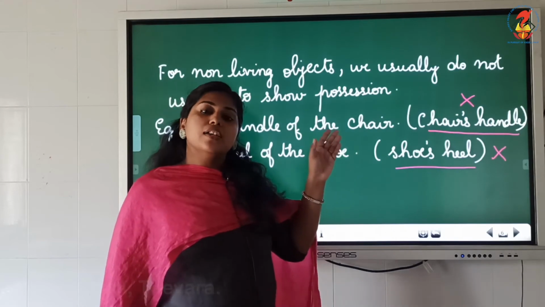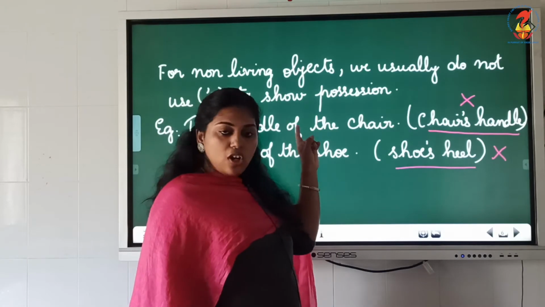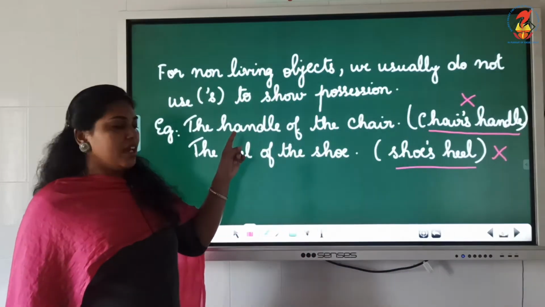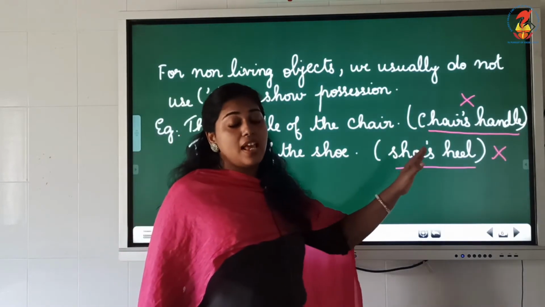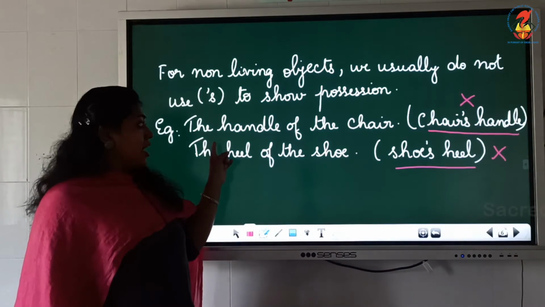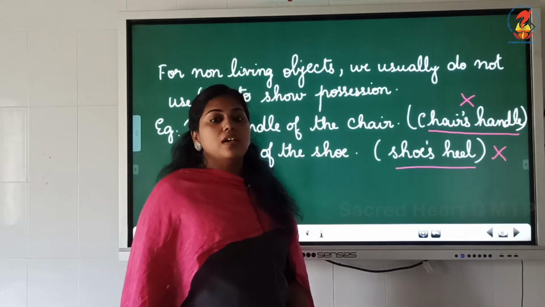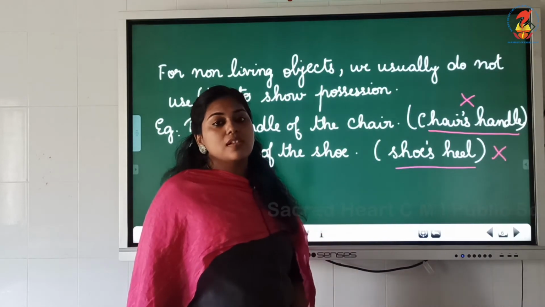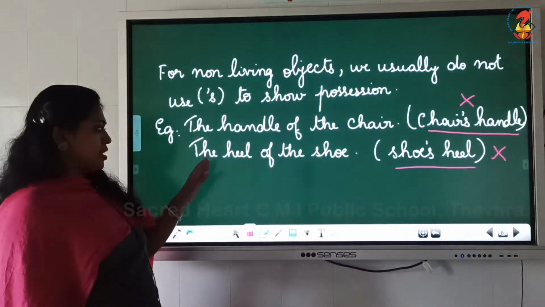So there you can write Abhi's house. But for a non-living object, for example, chair. Chair is a non-living object. So there you cannot write chair's handle. Instead of that, you have to write it as the handle of the chair. You cannot use apostrophe to indicate the possession there. You have to write it in words itself.